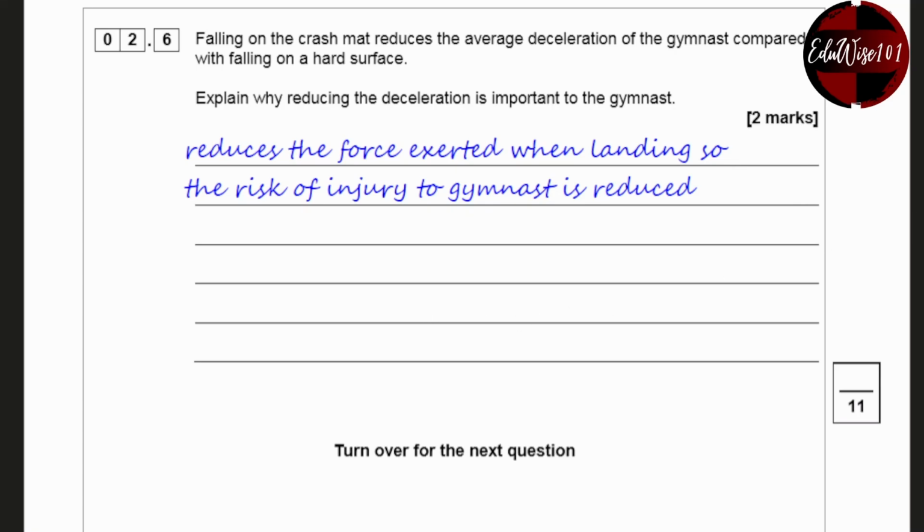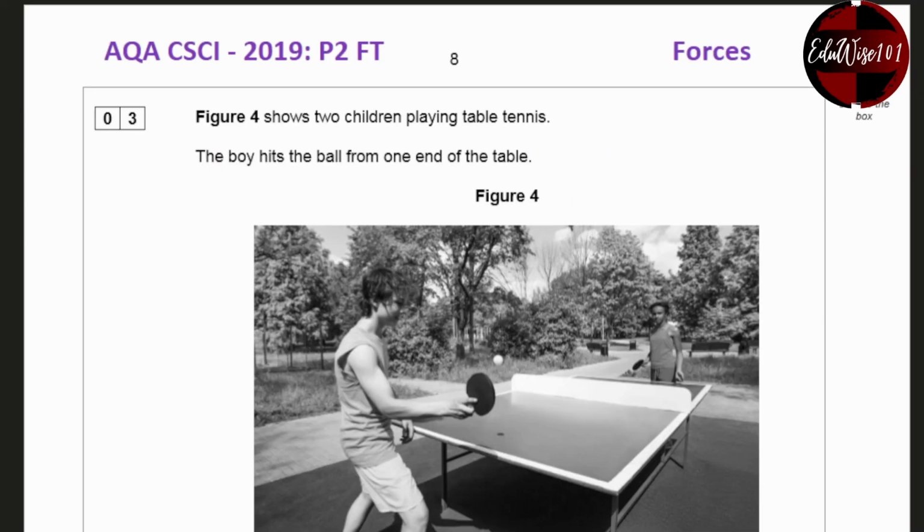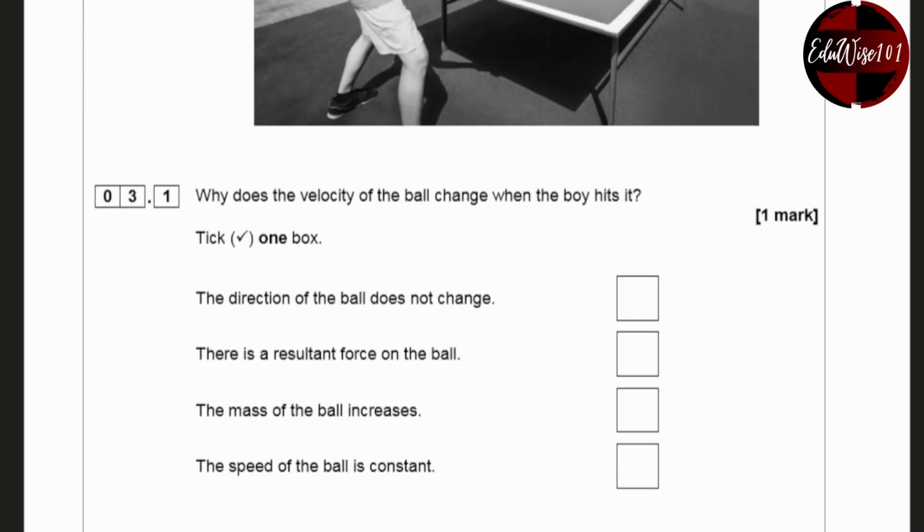That brings us to the end of question number 2. Let's have a look at question number 3. Question number 3 is on the topic of forces again. Figure 4 shows two children playing table tennis. The boy hits the ball from one end of the table. Why does the velocity of the ball change when the boy hits it?